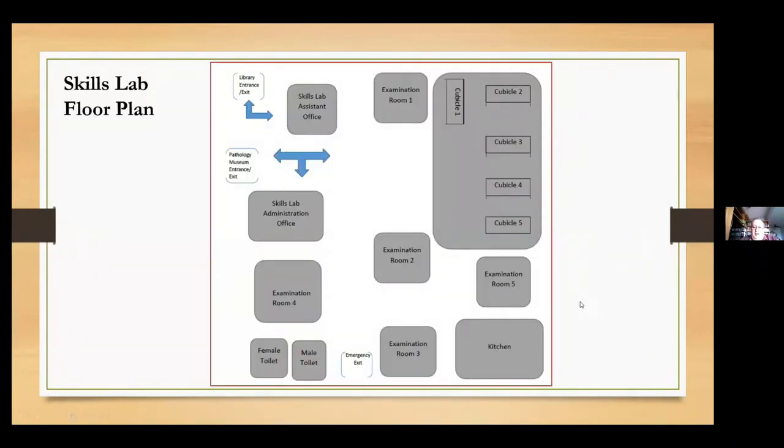So just a couple more slides. This is just a general floor plan of where Skills Lab is. If you enter the library, the Medical Sciences Library, and turn to your left, the Skills Lab entrance is there. It consists of five examination rooms and two conference rooms that are divided into five cubicles. That's what the floor plan looks like.